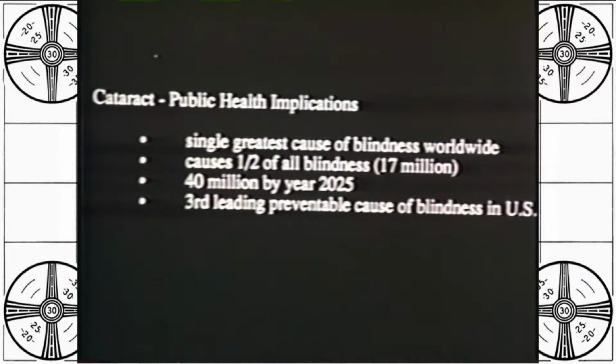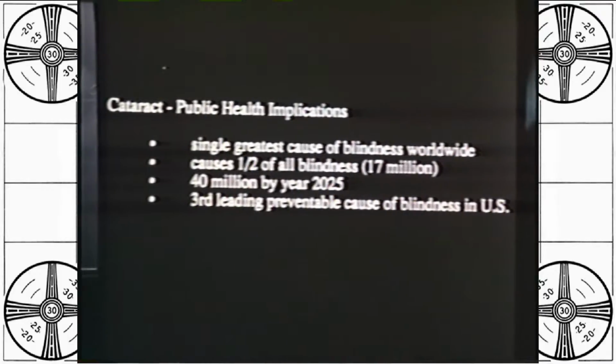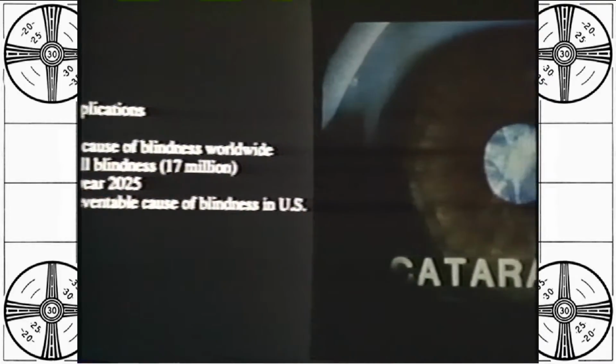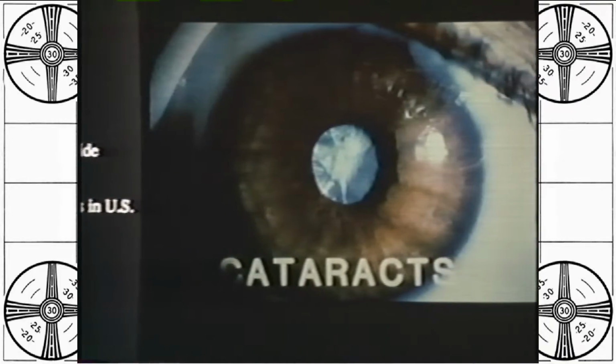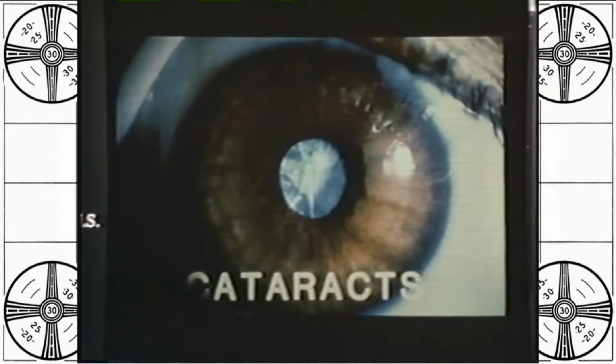Now look at this. I think this is very impressive. So here's a white thing in your black thing, a cataract. It is the single greatest cause of blindness worldwide. Causes half of all blindness. 17 million people in the world are blind from cataract. Estimates show that 40 million will be blind from cataract by the year 2025. It is the third leading preventable cause of blindness in the United States.